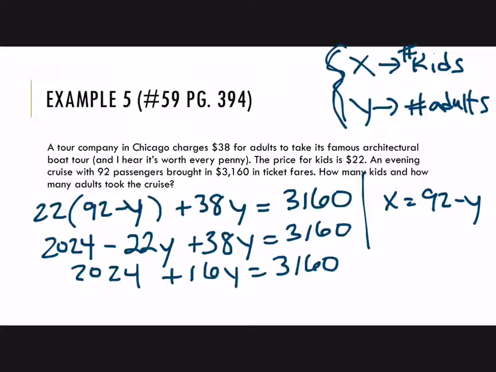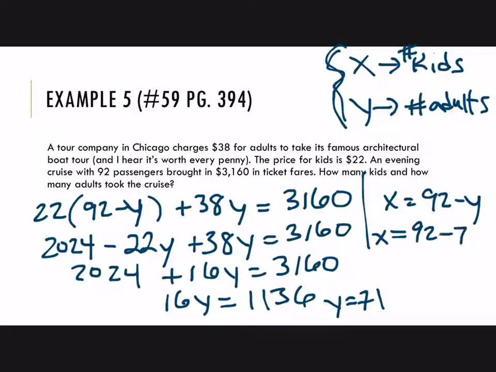So I wanted to subtract 2,024 from both sides, and that gives me 16y equals 1,136, and then divide both sides by 16, and we get y equals 71. And then substitute that back in to one of the previous equations. I know x equals 92 minus y, so x equals 92 minus 71, or x equals 21. So there were 21 kids and 71 adults.